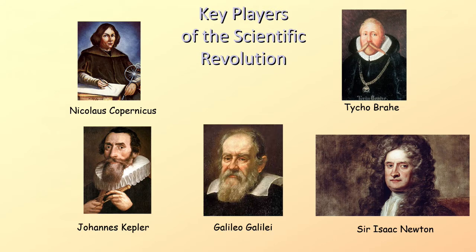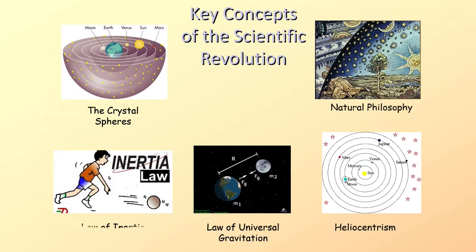Key players of the scientific revolution: Nicolaus Copernicus, Johannes Kepler, Galileo Galilei, Tycho Brahe, and Sir Isaac Newton. And we've got key concepts of the scientific revolution: the crystal spheres, the law of inertia, law of universal gravitation, heliocentrism, and natural philosophy.